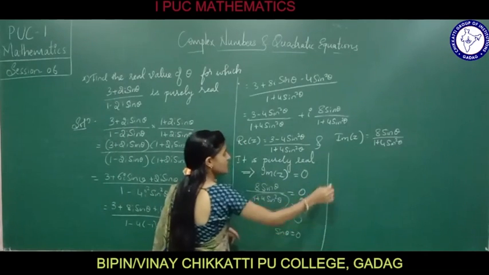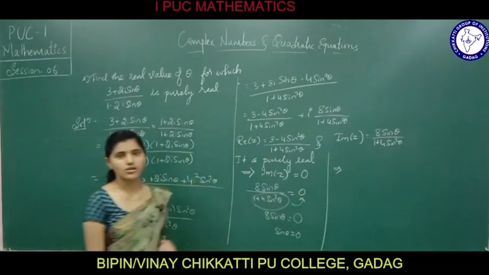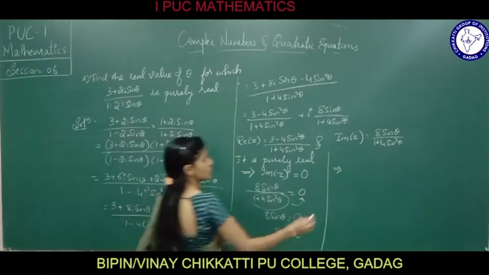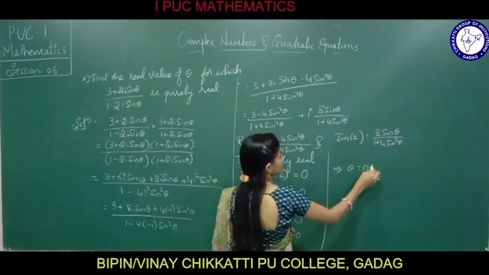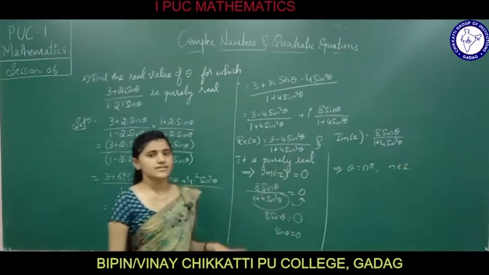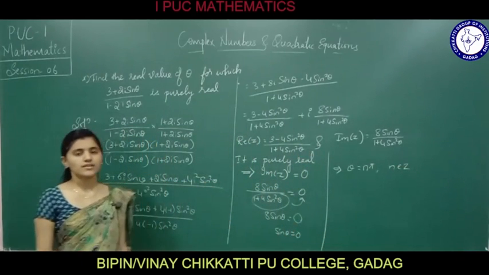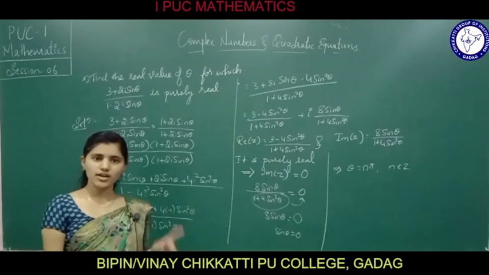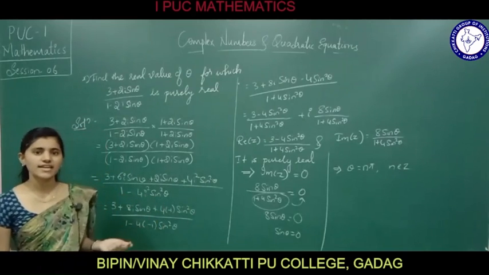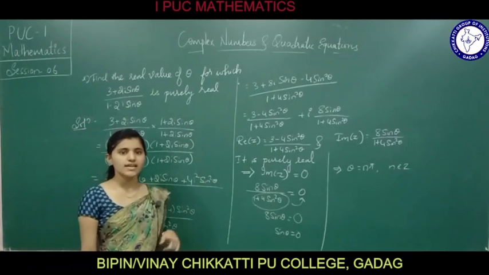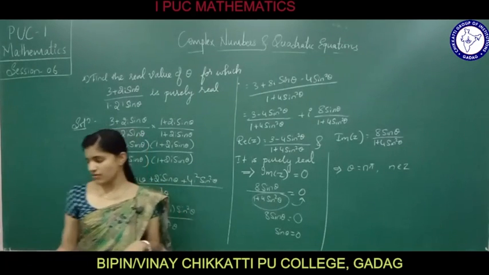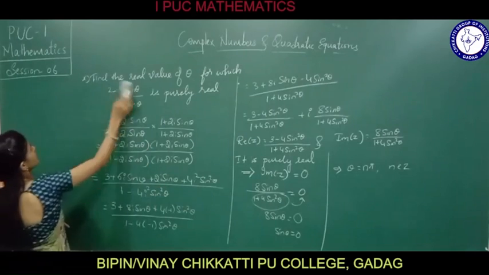It implies what? What will be the value of theta? The real value of theta? It implies theta is equal to n into pi, where n belongs to z, right? This is what we have found as the value of theta. If it is purely real, the imaginary part is going to be 0. In case they say it is purely imaginary, it means the real part of the complex number will be equal to 0. I hope you all have followed this problem. Let us move to the next one.